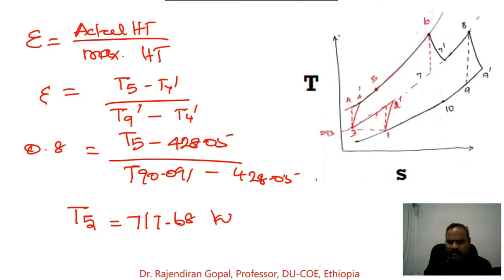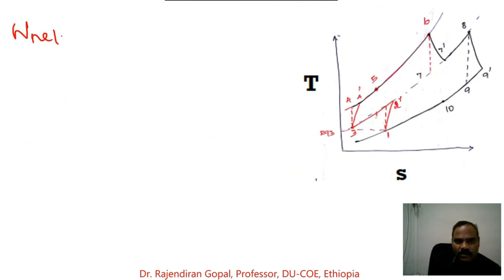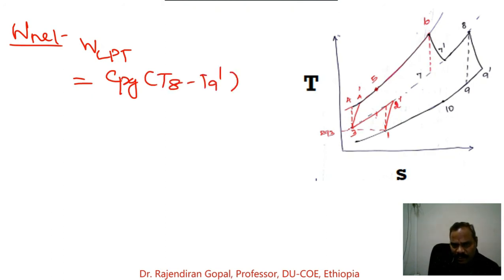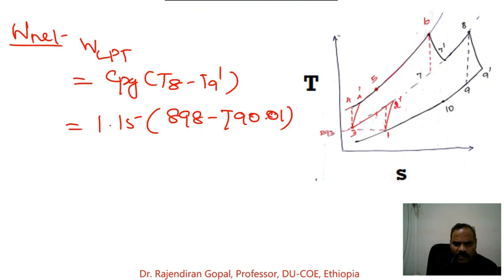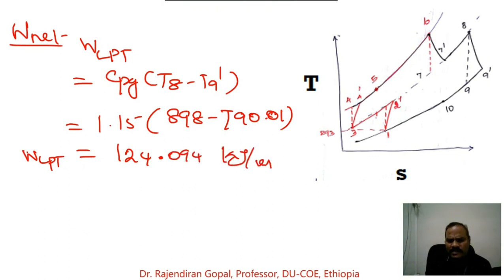717.68 Kelvin. Then W net, that is work of low pressure turbine, is equal to Cp of gases into T8 minus T9 dash, that is equal to 1.15 into (898 minus 790.091). We get work of low pressure turbine is equal to 124.094 kilojoule per kg, that is equal to W net.